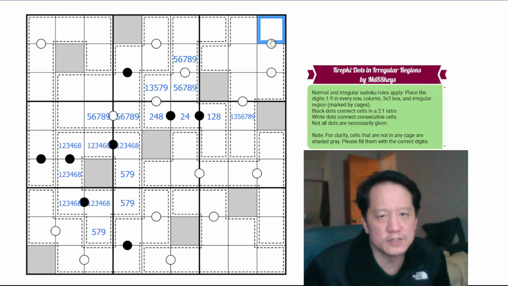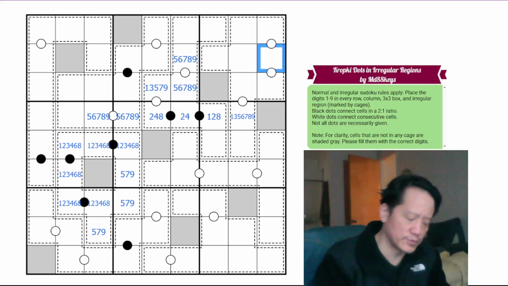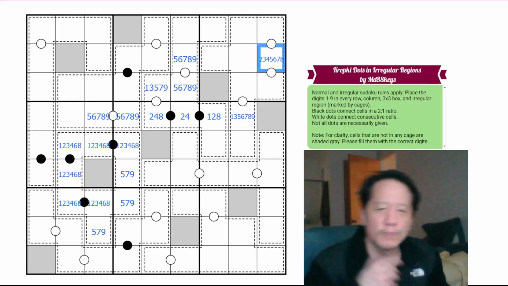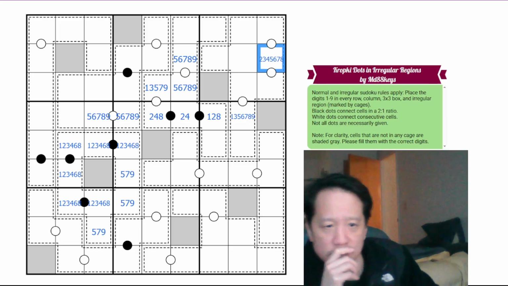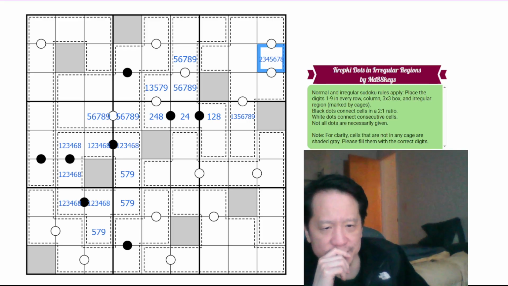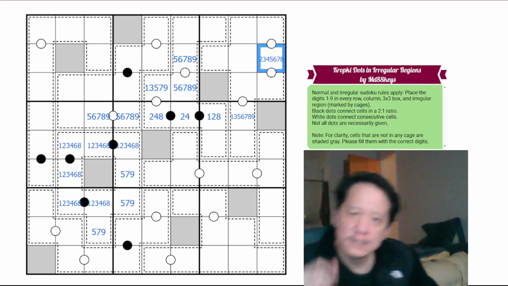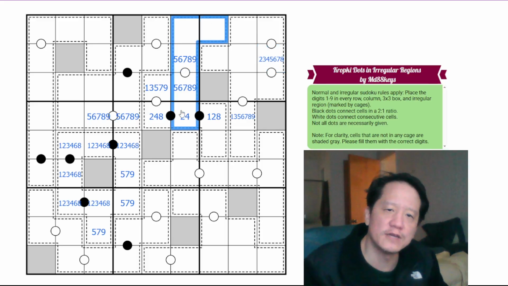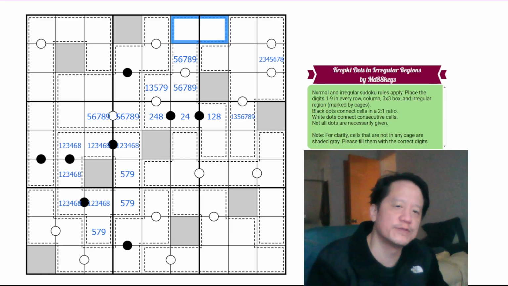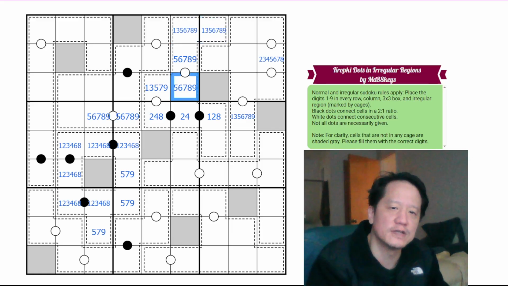This digit is consecutive with 2 other digits, so it's 2 through 8. Do we have anything else? And the rest of this cage cannot have 2 or 4. So we have 1, 3, 5, 6, 7, 8, 9.